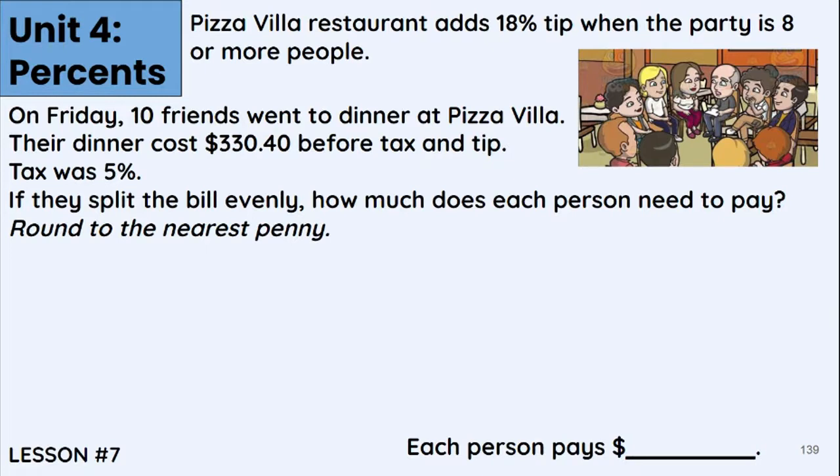So the key information in this problem is you're going to leave an 18% tip. You have 10 friends going. The dinner costs this much before tax and tip. The tax is going to be 5%. And you're going to split the bill evenly.